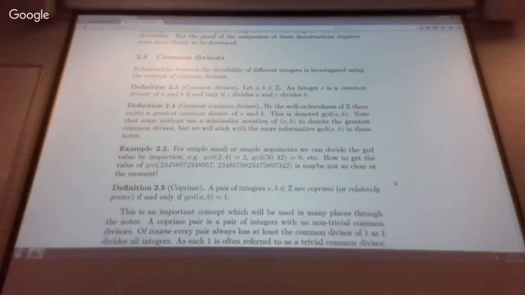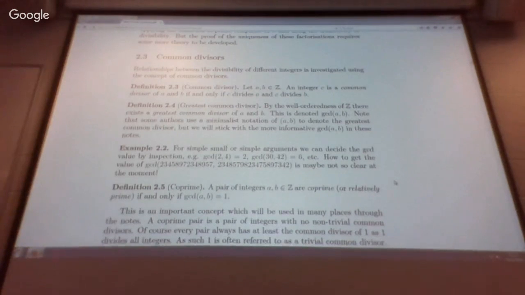Let's look at some straightforward examples. 30 and 42. We can immediately start listing a load of common divisors. Certainly, 1 is a common divisor. 1 divides everything. They're both even. They're both multiples of 3. And of course, the negatives of these are also divisors.